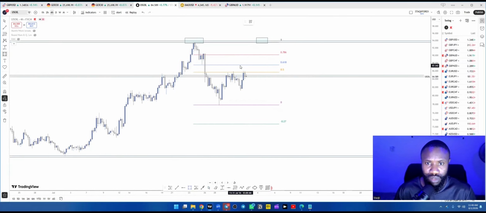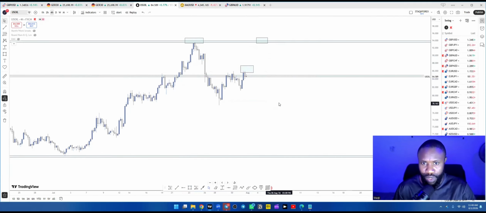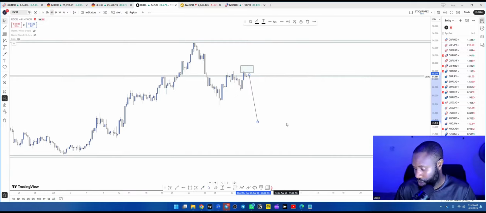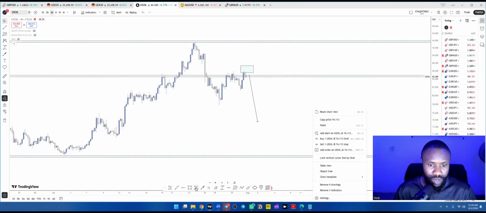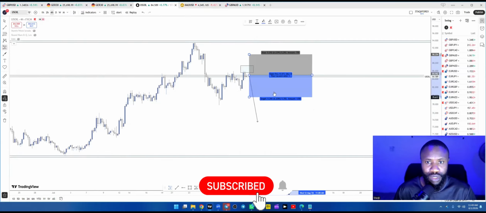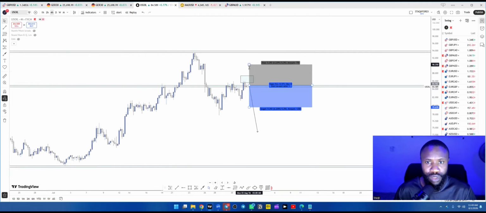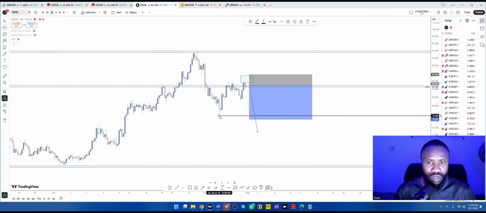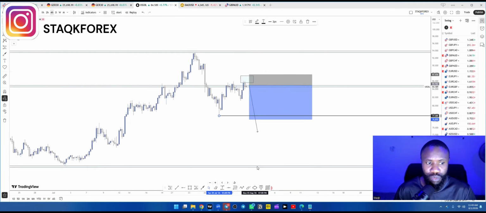I'll pay close attention on this level. I'll have to mark it down. Then I am waiting for a confirmation from this level. Once a confirmation is out, I will be selling US oil. So what I'll be doing, let me just say my stop loss above here. The first level target should be here. The second level target should be on this level.